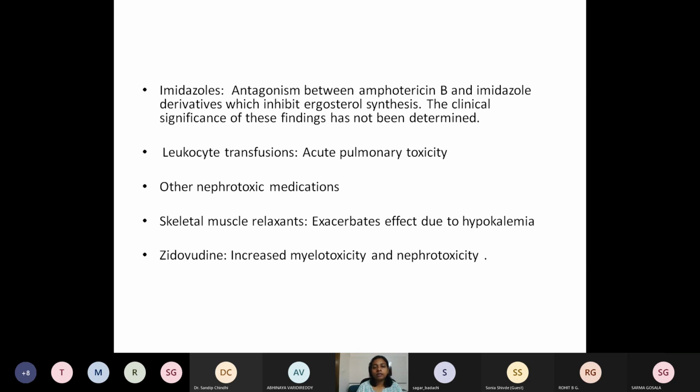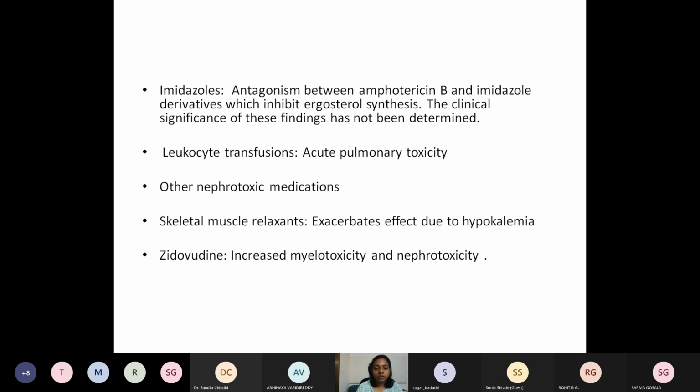Now how they act is that they inhibit ergosterol synthesis. So if they inhibit ergosterol synthesis, amphotericin B cannot really act at the ergosterol site. So there is a theoretical antagonism. However, the clinical significance has not been determined, but generally we avoid combining amphotericin and fluconazole.